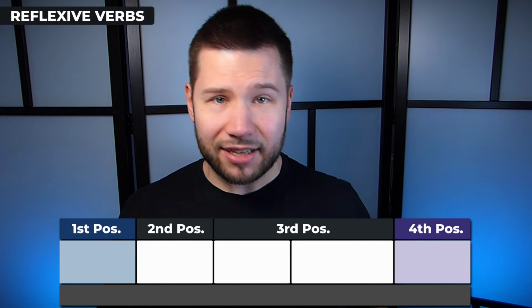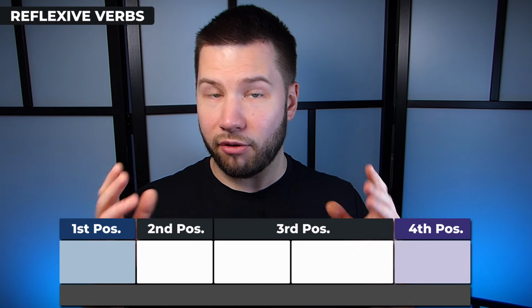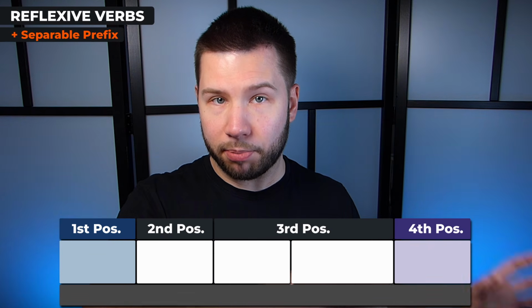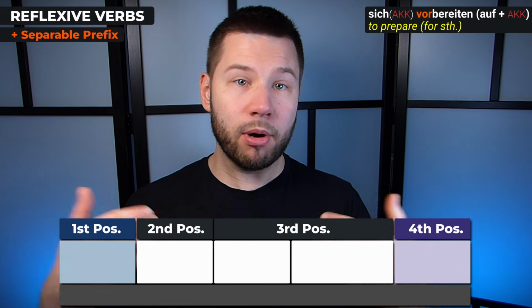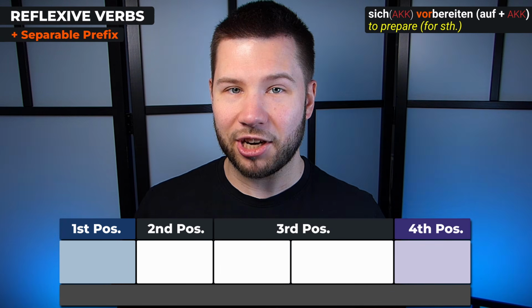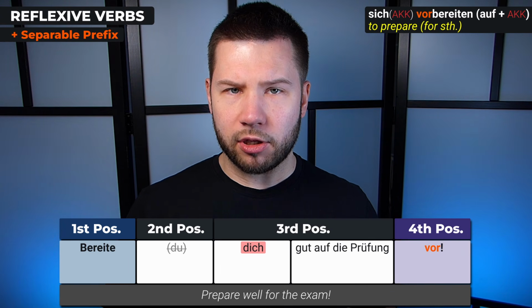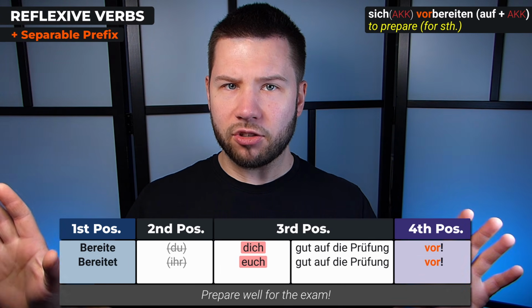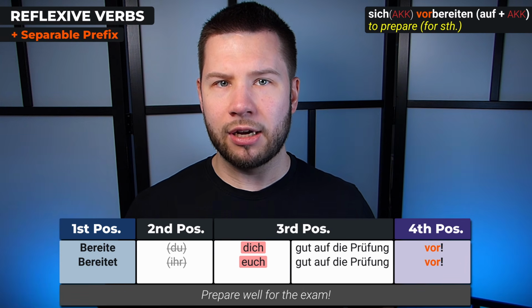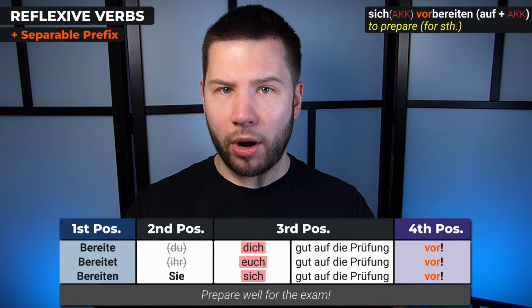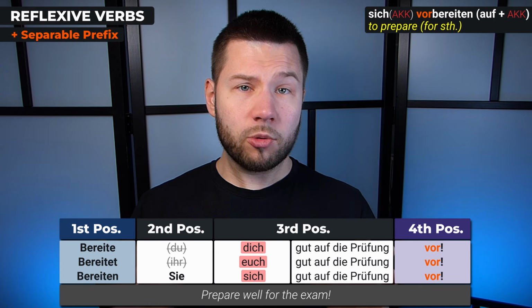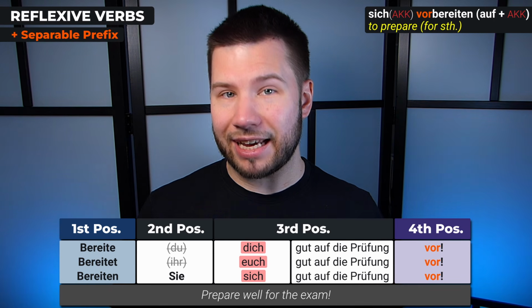But in the worst case scenario, you have to conjugate a reflexive verb with a separable prefix. For example, sich vorbereiten auf, to prepare for something. Let's give it a shot. Bereite dich gut auf die Prüfung vor. Bereitet euch gut auf die Prüfung vor. Bereiten Sie sich gut auf die Prüfung vor. Prepare well for the exam. Looks quite terrifying, I know, but the pattern stays the same.